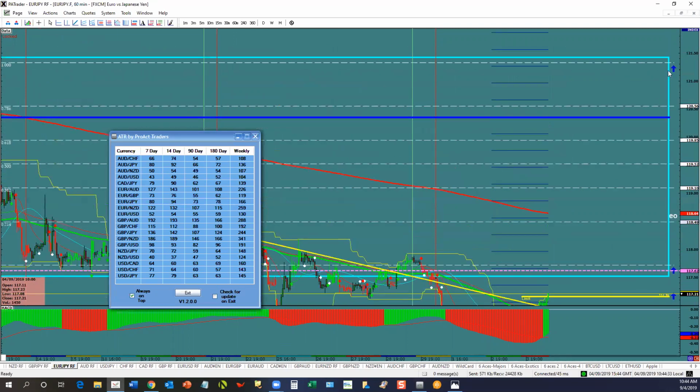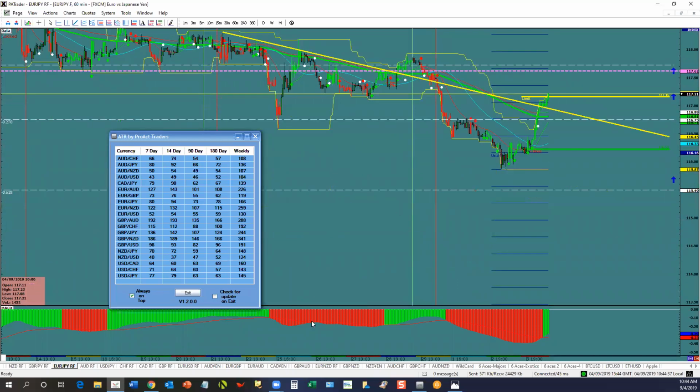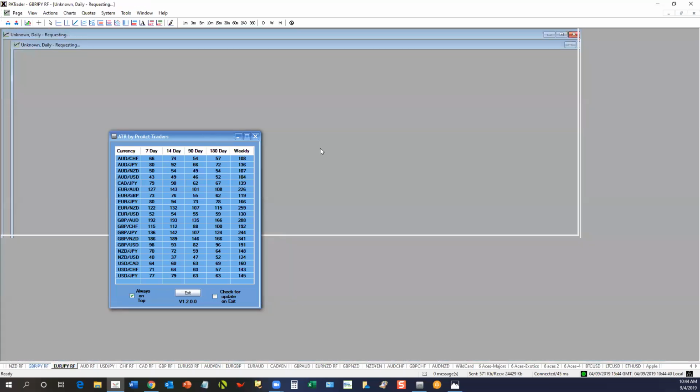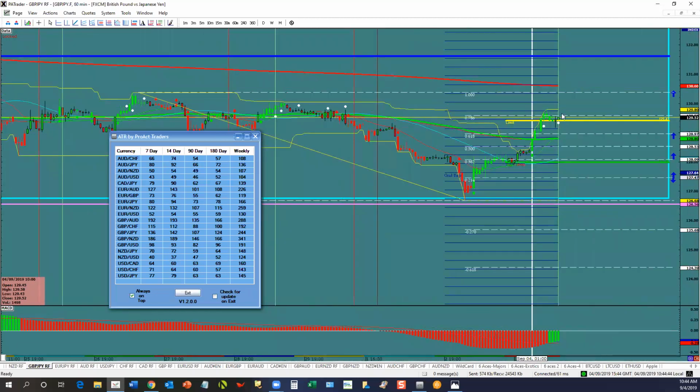So I need it to break out here and then add to the position here en route to the 118. We can take this box off because they're out of that box now. I'll get rid of that. All right, so there we go. Over to pound yen. Pound yen, again, is following the upside because the dollar's going down. Pound is the base currency. Pound is going up against the dollar, so pound yen is going up.